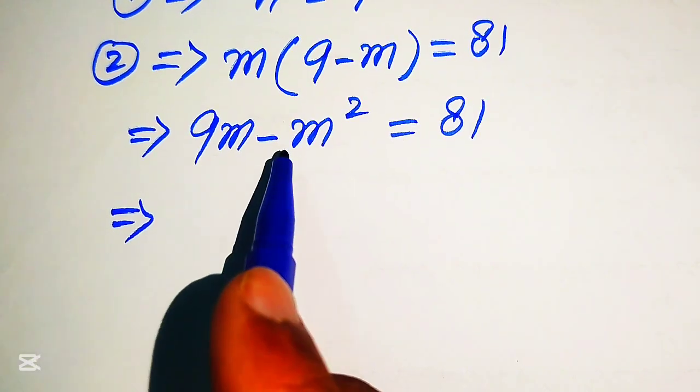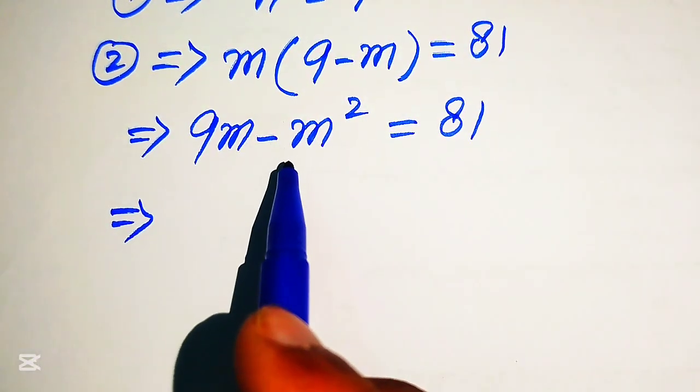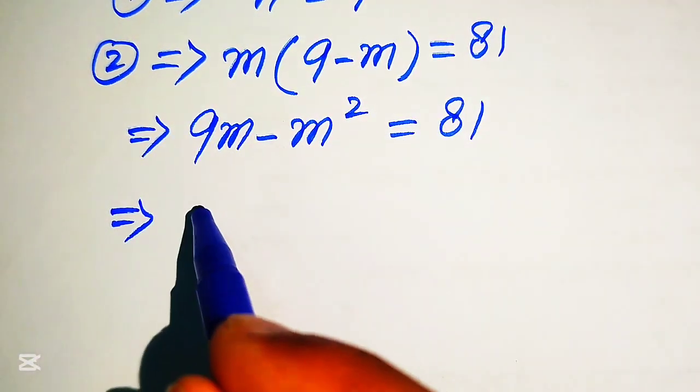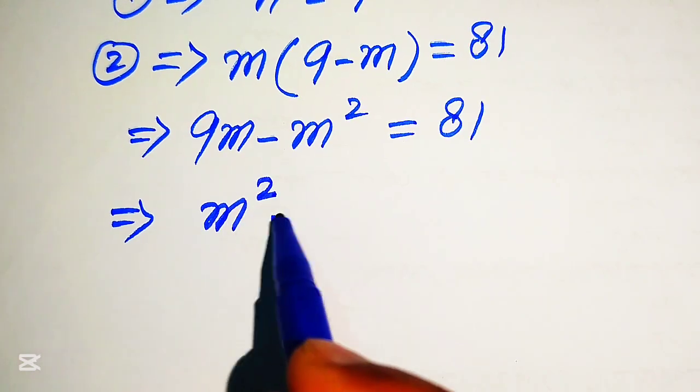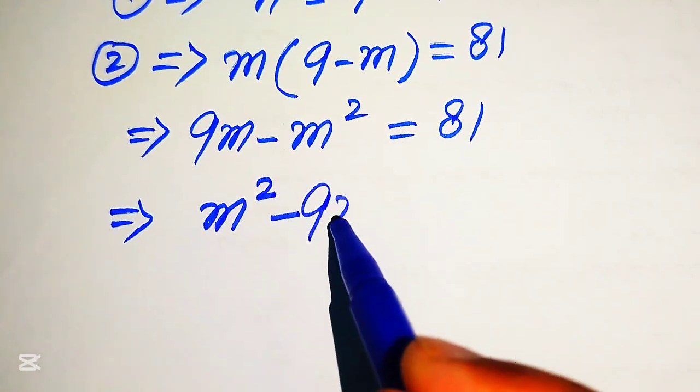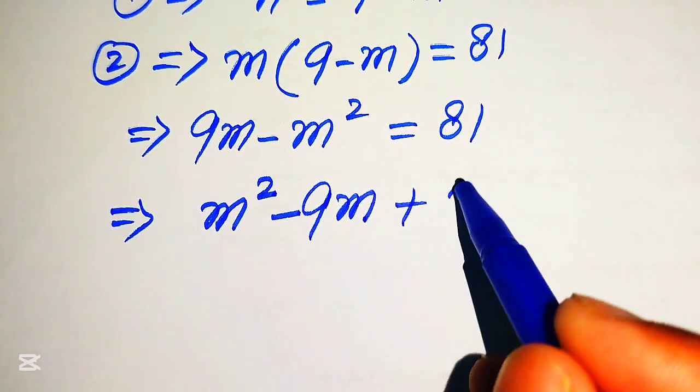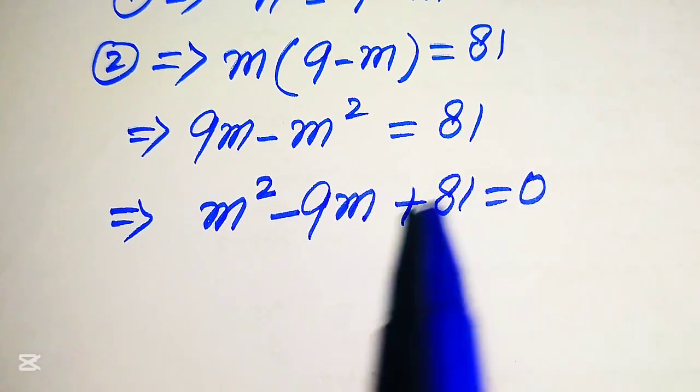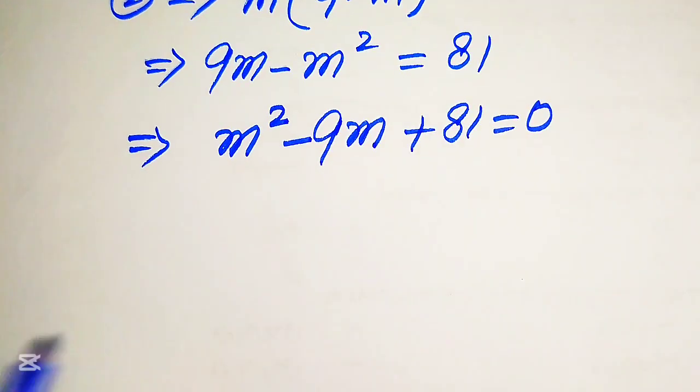For this we move these two terms to the right-hand side. This is minus m squared; when we move it to the right-hand side it becomes plus m squared. This is plus 9m, which becomes minus 9m. This is 81, equals 0. So this becomes a quadratic in m in standard form.